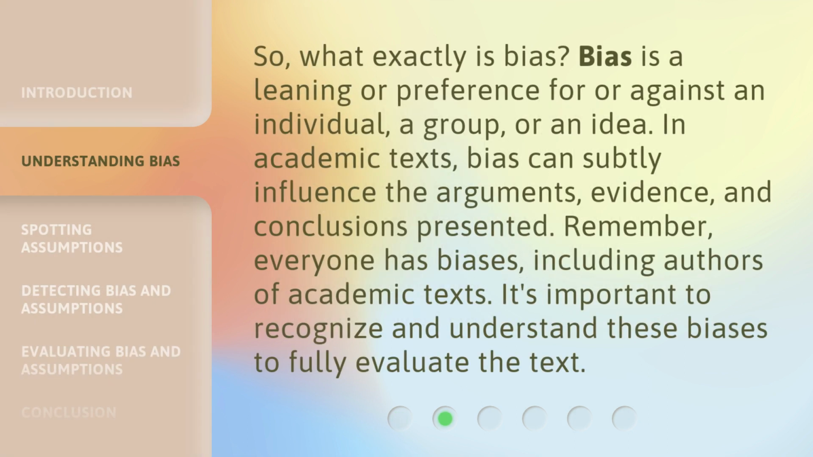So, what exactly is bias? Bias is a leaning or preference for or against an individual, a group, or an idea. In academic texts, bias can subtly influence the arguments, evidence, and conclusions presented. Remember, everyone has biases, including authors of academic texts. It's important to recognize and understand these biases to fully evaluate the text.